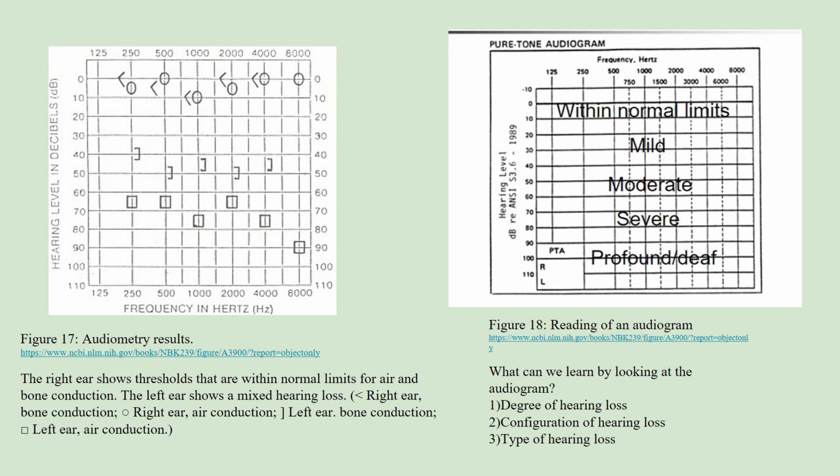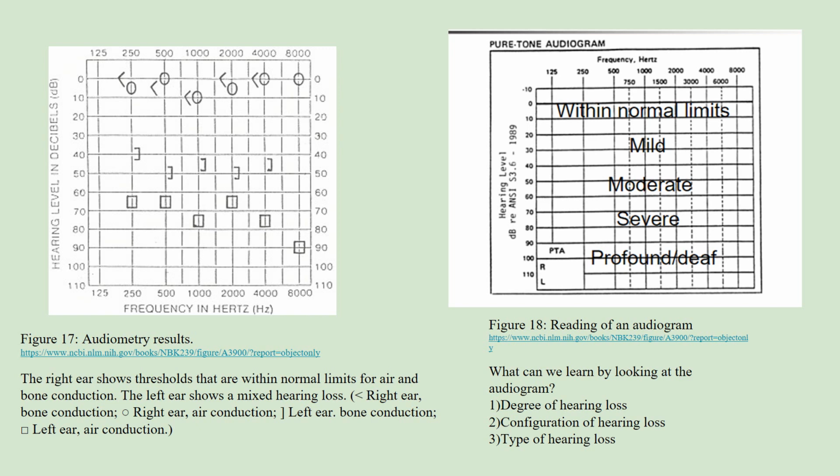In figures 17 and 18, we can see audiograms. What can we learn by looking at the audiograms? We can learn the degree of hearing loss, configuration of hearing loss, and type of hearing loss. As you see in the audiograms, the x-axis is frequency in hertz and the y-axis is hearing level in decibels. Basically, your hearing levels will be measured at every frequency, where they test how many decibels are required for you to hear the tone. There are different marks for different ears and different tests.